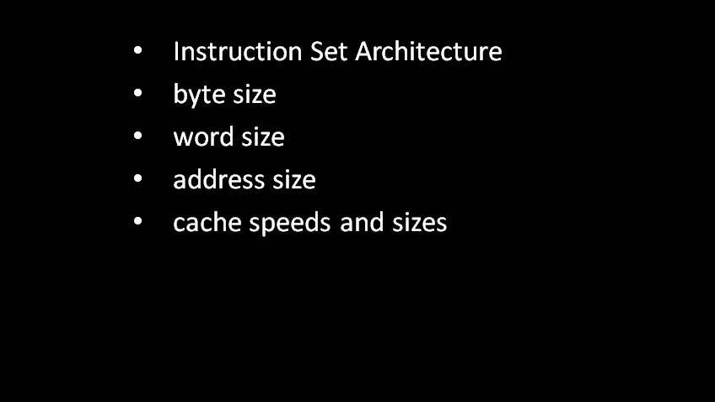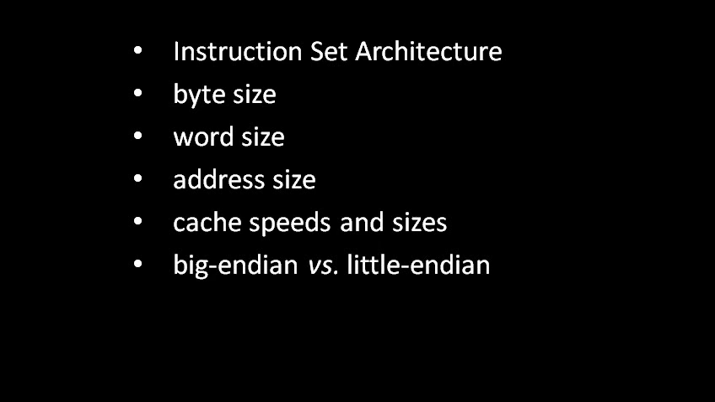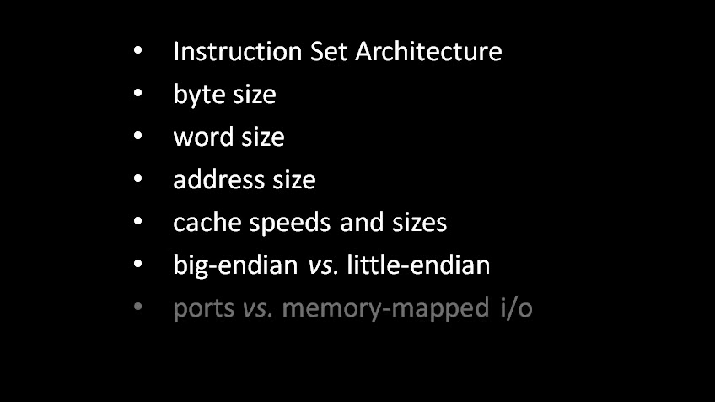Another important aspect of a processor is how much cache it has, and how fast that cache is. Again, the cache is not something we can explicitly control as programmers, but generally, the more cache and the faster the cache, the faster the processor. Another important thing to be aware of is whether the system you're programming is big endian or little endian, because that affects how data gets read and written into memory. A programmer also wants to know how to do I/O on the system, and so they're going to need to know if the system uses ports or if it uses memory mapped I/O.